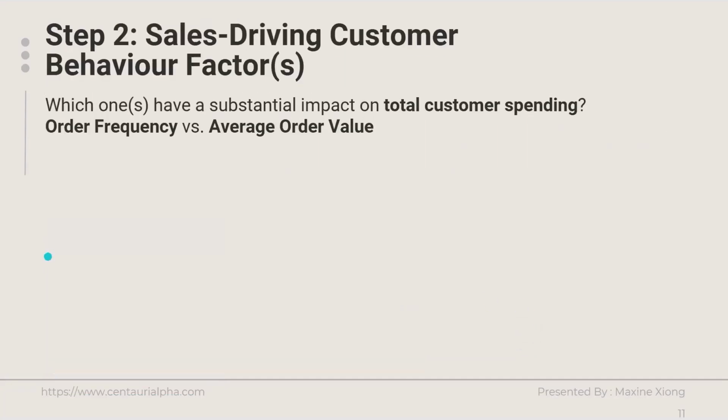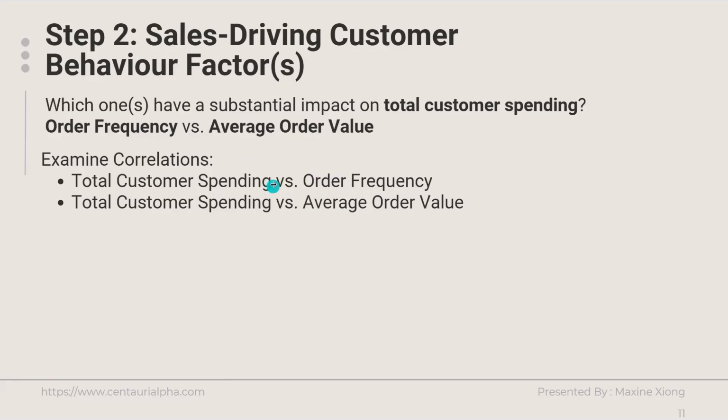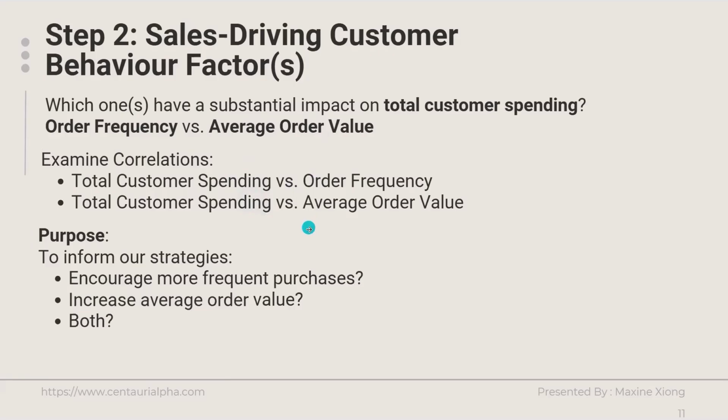At second step, we identified which customer behavior have a substantial impact on total customer spending. Is it order frequency or average order value or both? The order frequency counts the number of orders that a customer places over a specific period, and average order value reflects a customer's average spending per order. At this step, we examined the correlations between total customer spending and the 2 key factors which informed our strategies to either encourage more frequent purchases or increase the average order value or both, ultimately guiding us towards actions that effectively enhance total online sales.